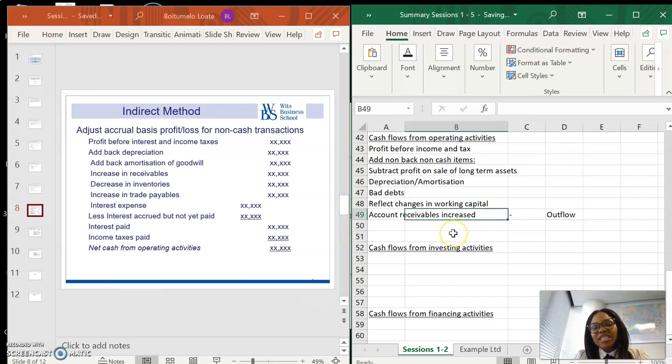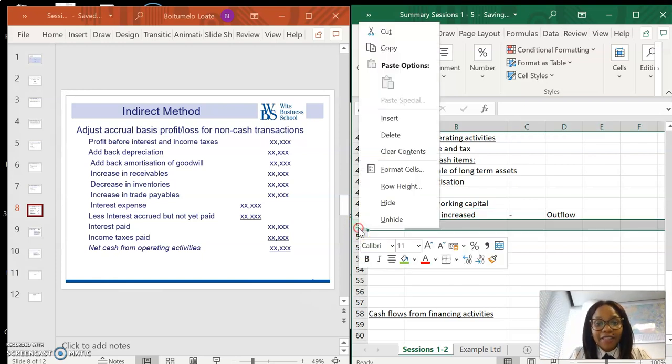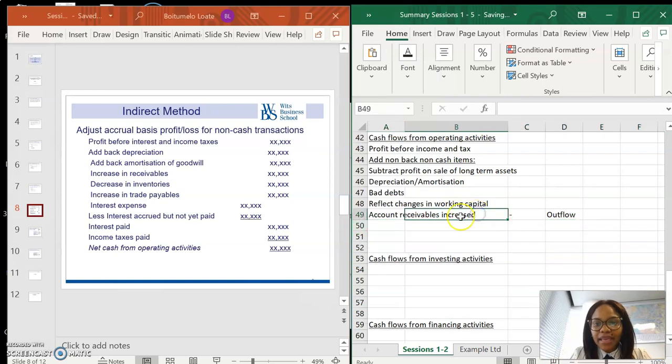If your accounts receivable has decreased, it means more people have paid you back money. If your accounts receivable have decreased and people have paid you money, that's a good sign. You actually have people paying you more cash in your business, which means it's an inflow in your business.